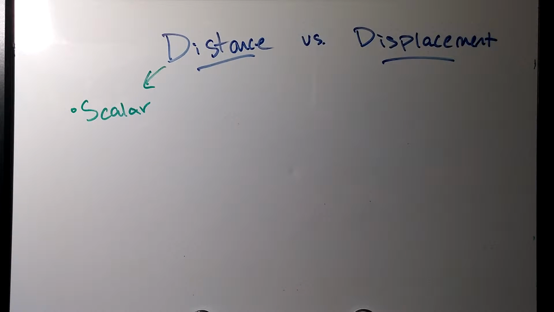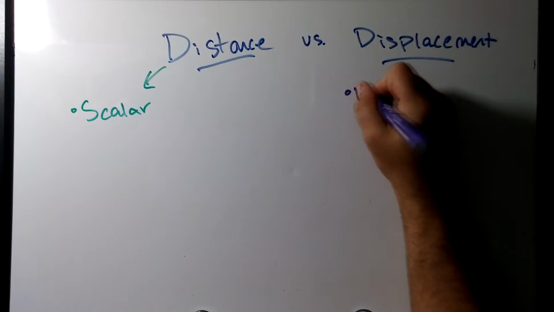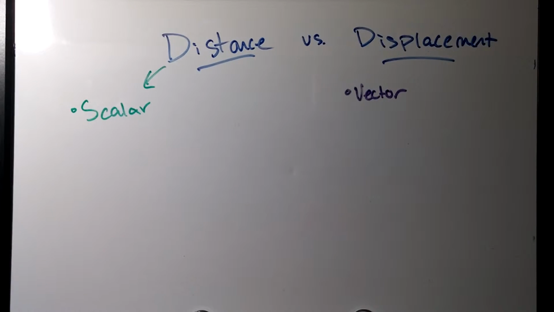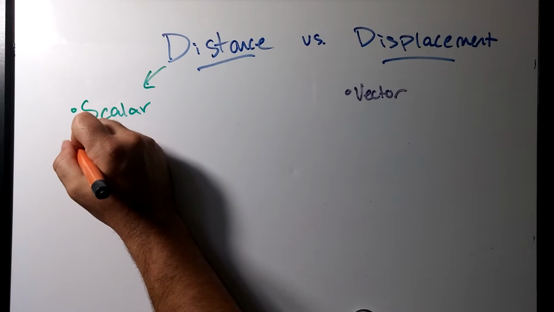Whereas displacement is a vector term. We need both quantity and direction associated with it. So it's not just how far it's moved, but more or less information on its final position is needed. So a good definition for displacement is how far an object's current position is from its starting position. We will often say how far out of place the object is, or its change in position.